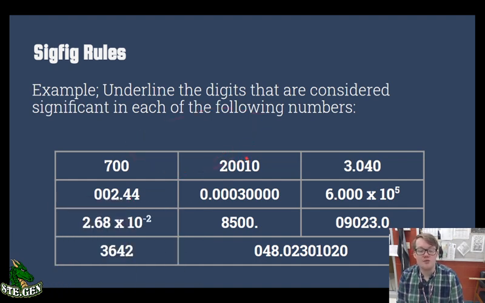Okay, going to the next one. We have 2, 0, 0, 1, 0. The 2 and the 1 are significant, and if you remember, one of the rules was zeros between 2 significant digits are also significant. The way I usually do that is to underline the 2, underline the 1, and once you've done that, make sure that you connect the lines together, because every digit between those 2 significant digits also is going to have to be significant. So these zeros are for sure, but this 0 at the end here is not between significant digits.